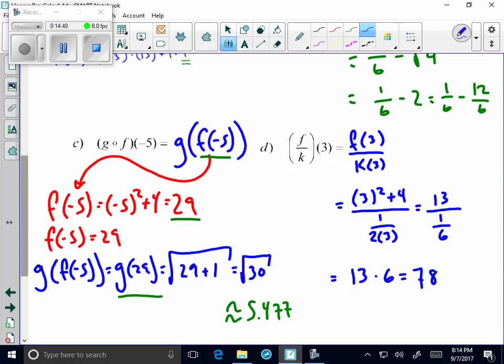Okay, so we're looking at our next combination for a specific x input. We've got f divided by k of 3, which is f of 3 divided by k of 3. So evaluating f of 3, we've got 3 squared plus 4 gives us 13, and k of 3 is going to be 1 over 2 times 3, so 1/6. Now right here we're dividing by a fraction, so that's equal to multiplying by the reciprocal, so that gives us 13 times 6, and that's 78.